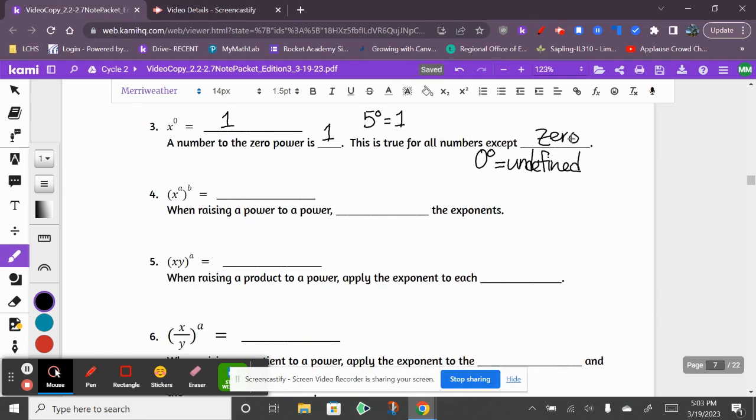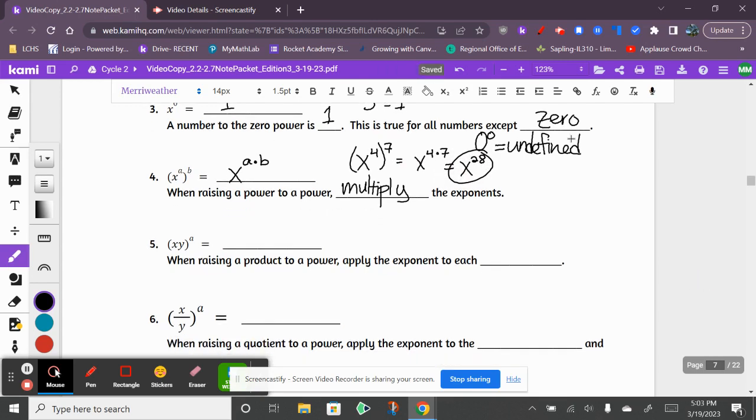When raising a power to a power, we will multiply the exponents. So when we look at this one, the b is raising the exponent. So when an exponent is raised to another exponent, we will multiply. So this would be x to the a times b. So say we have x to the 4th and then to the 7th power, we're just going to take x to the 4 times 7, so we would get x to the 28th.